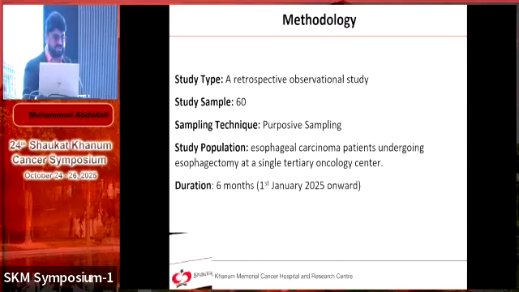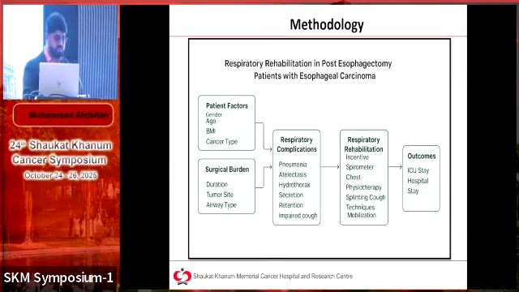It is a 6-month study, which we started in 2025 onward. This is basically the plan of our methodology. Esophagectomy involves patient factors and surgical burden, which cause complications, including respiratory ones. After that, we did the intervention, which is respiratory rehabilitation. Then we measured the outcomes: survival rate, ICU stay and hospital stay, and overall reduction of pulmonary complications.